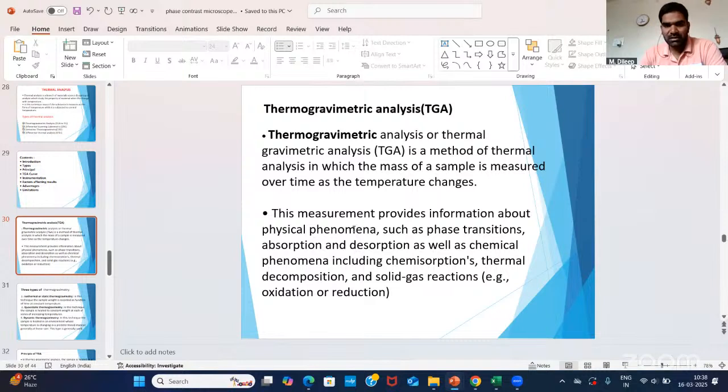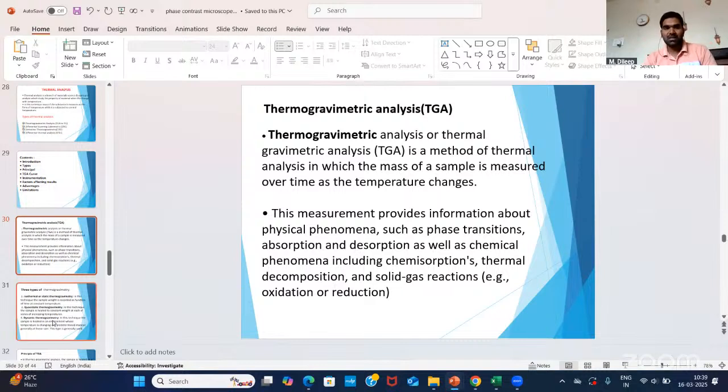What are the physical phenomena which we can measure? How the phase transition of the sample is occurring, how much it is absorbing, how much desorption is happening. We can also measure chemical phenomena by using this TGA: chemisorption, thermal decomposition, how it is thermally decomposing, and solid-gas reactions.